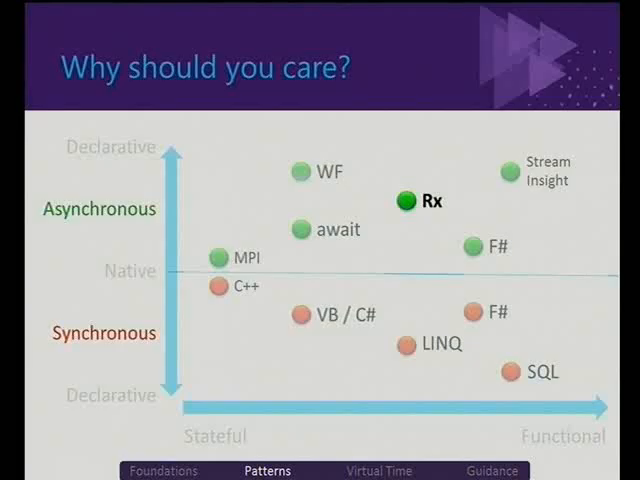A lot of you will have heard about the await keyword that's coming in. It allows you to do procedural asynchronous programming. RX is the asynchronous dual or mirror of LINQ. LINQ allows you to do declarative querying over synchronous collections. RX allows you to do asynchronous declarative querying over asynchronous collections. And this is where the interesting problems are, above the green line. That's where everything's going.